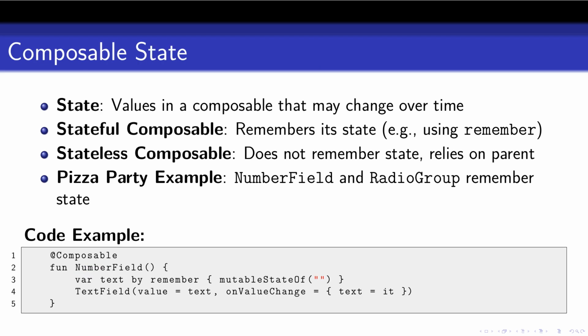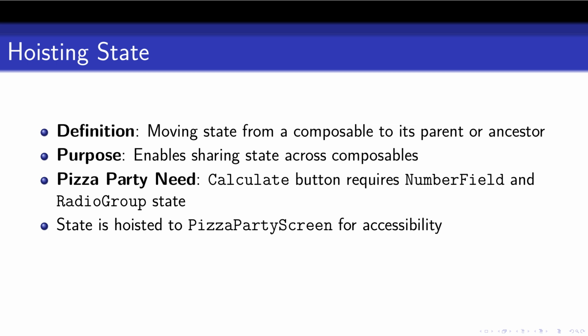Understanding composable state is key. A stateful composable remembers its own data, while a stateless composable relies on its parent to manage the state. In our Pizza Party app, number field and radio group initially manage their own state. To improve reusability, we hoist state to the parent. Hoisting means lifting state variables from child composables to a shared parent, making it easier to coordinate updates between multiple components, like when the button needs both number and hunger inputs.